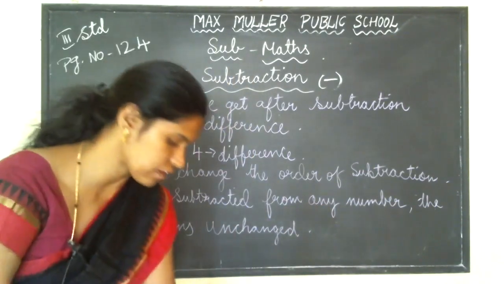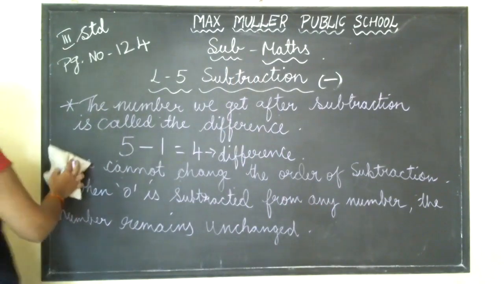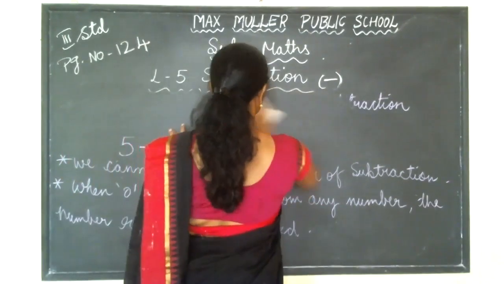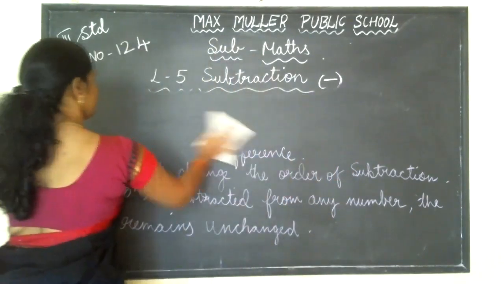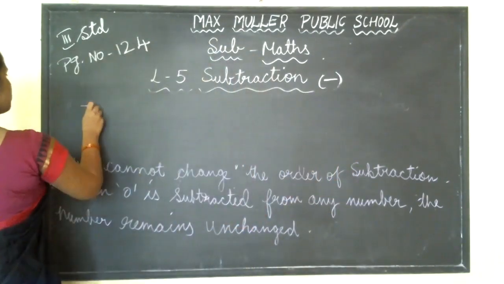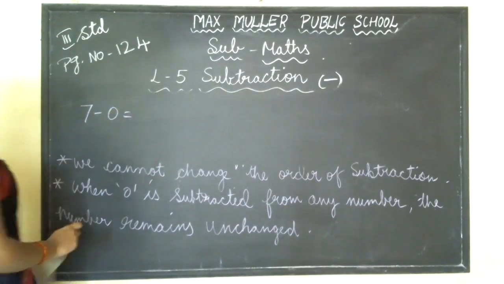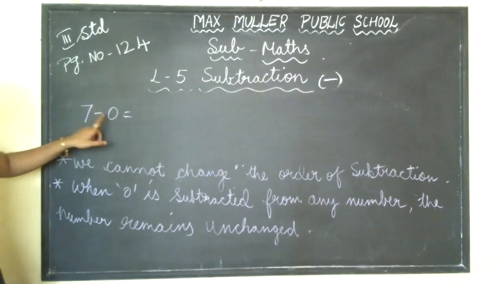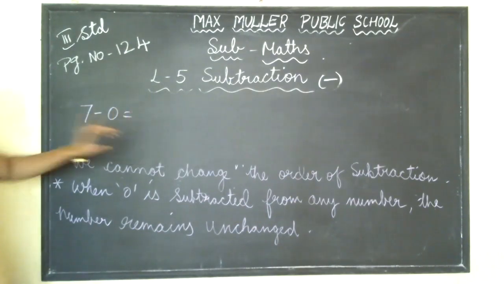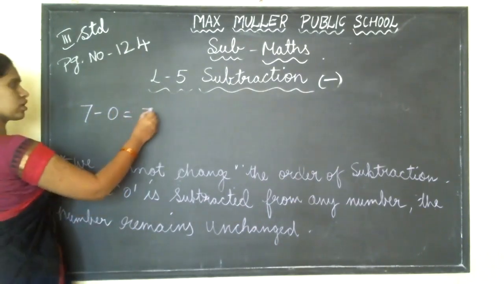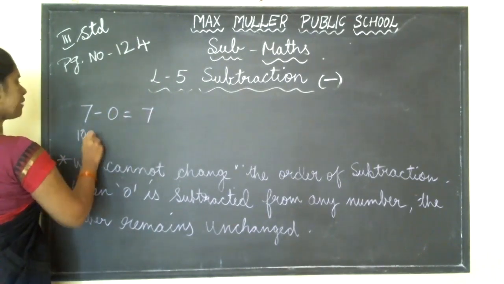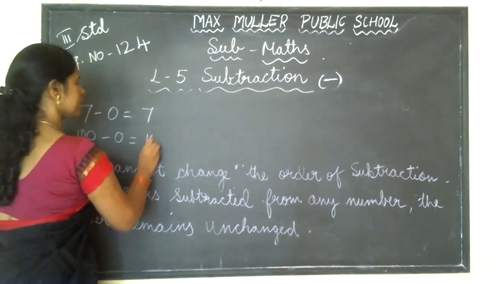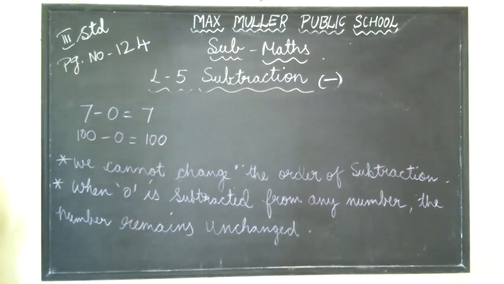Here they have given one example also. What is that example? Let us see. First one, 7 minus 0 they have given. 7 minus 0 is how much? Any number you take, if you subtract 0, you will get the same answer. 7 only you will get. 100 minus 0, 100 only you will get. Understood?